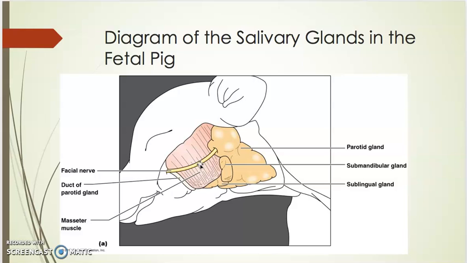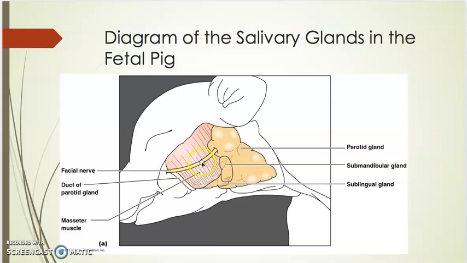This is a diagram of the salivary glands in the fetal pig. You will not see this on the videos. You should know that there are 3 salivary gland types. The largest is the parotid gland. Then there is the submandibular gland and the sublingual gland. Lingual as in tongue, as in language. And so the sublingual gland is the one that is closest to the ventral side of the pig, and you should know about those 3 glands.